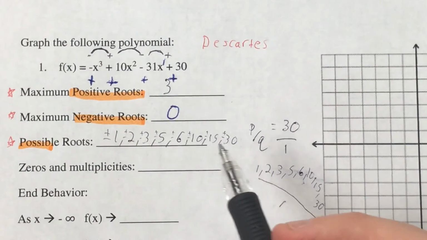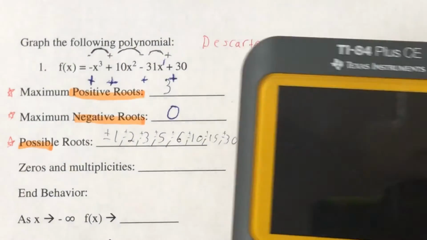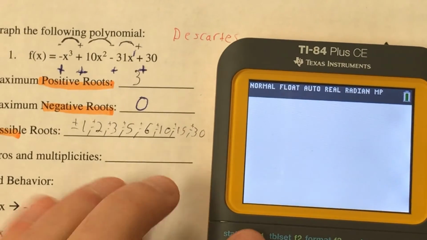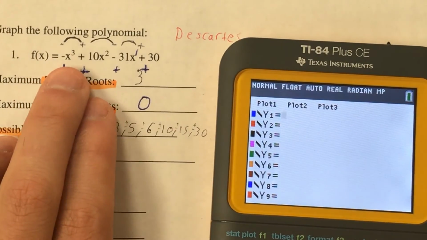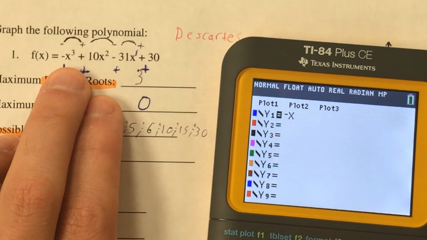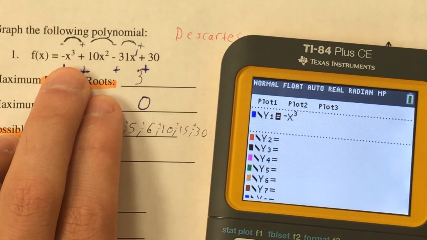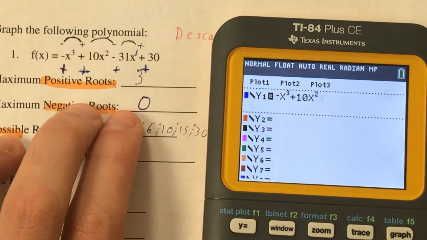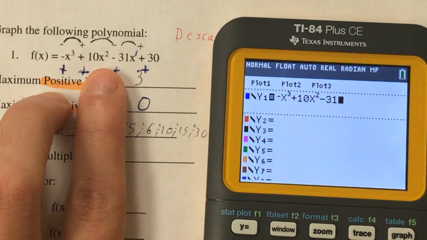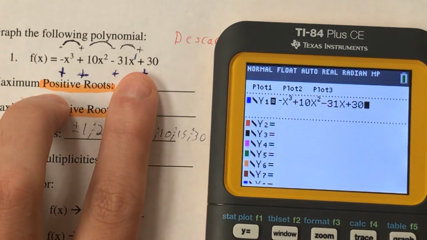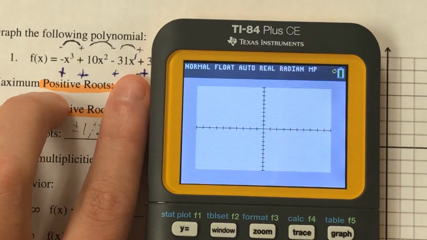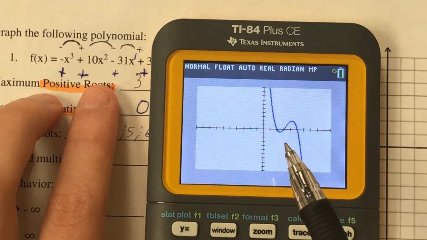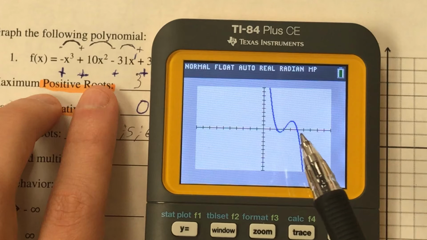These are not actual roots. We're about to graph them, and you will see it does not actually go through those numbers. So you will grab your calculator, you will go here, and we will write down negative x to the third plus 10x squared minus 31x plus 30, graph. Okay. And what you're looking for is to see if it goes through anything obvious. And yeah, it's definitely going through some obvious numbers here.